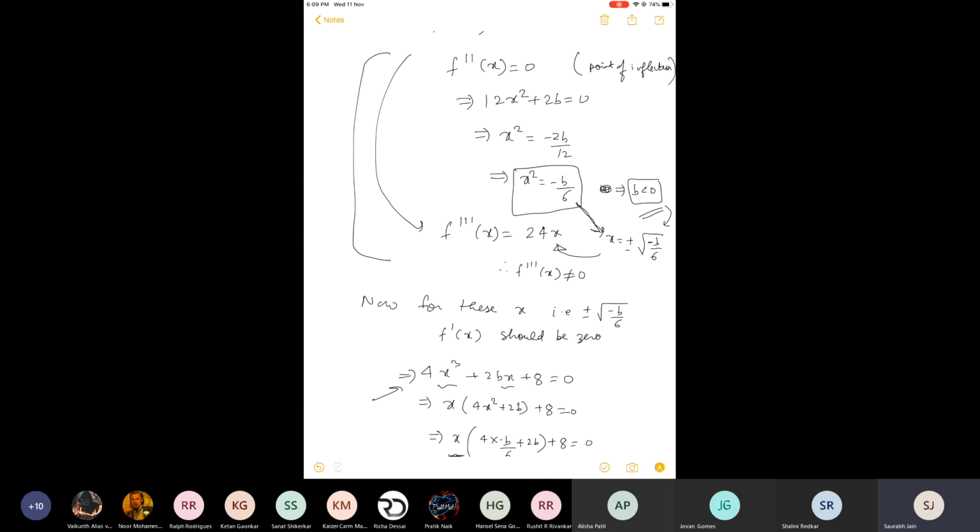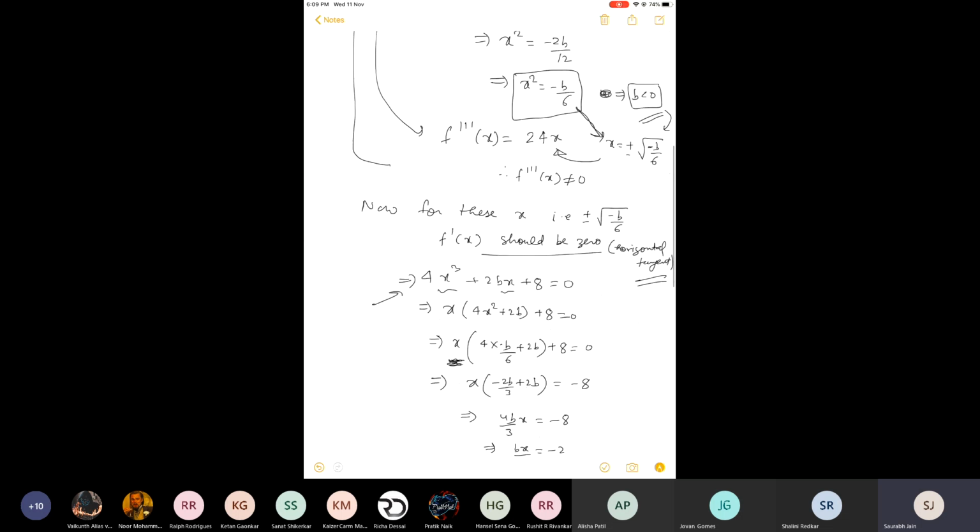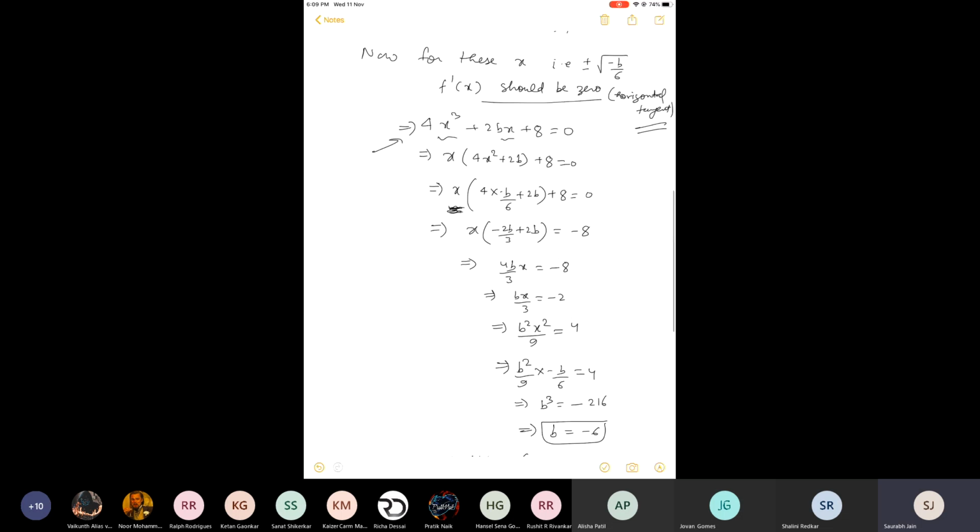Now what is left? That f dash x should be 0, horizontal tangent. So just put this value of x in the expression, rest is calculation. So from here you will get mod b as 6.